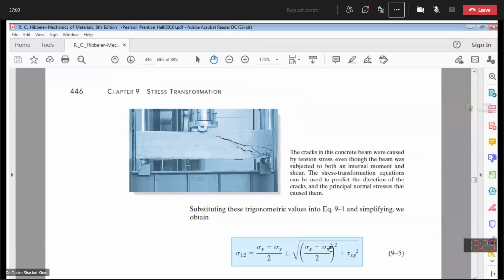So now we will get the expression: sigma 1, sigma 2 is equal to sigma x plus sigma y over 2 plus minus under root of sigma x minus sigma y over 2 squared plus tau xy squared. To calculate the major principal stress sigma 1, you will use the positive sign. For sigma 2, which is your minimum or minor principal stress, you will use the expression sigma x plus sigma y over 2 minus under root of sigma x minus sigma y over 2 squared plus tau xy squared.